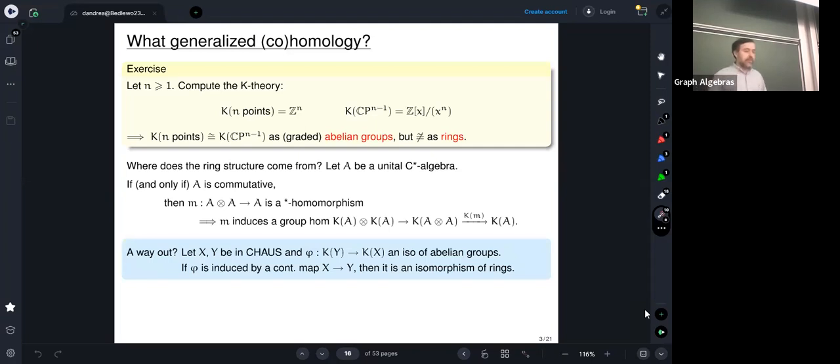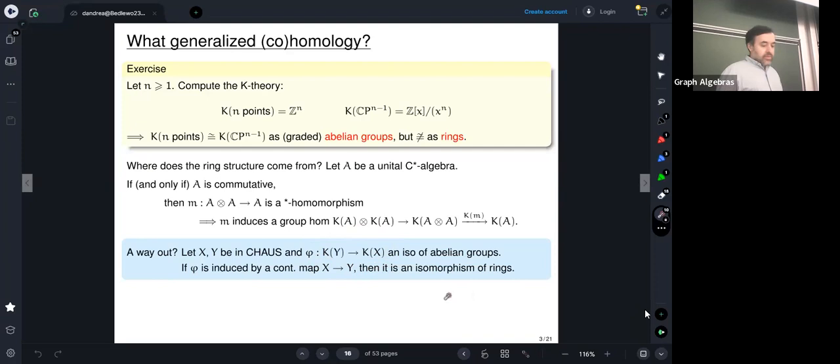Now, I will follow a different path. So a way out is, okay, maybe we can forget about the ring structure for the moment. And let's observe that if you have two topological spaces, and if you have an isomorphism of abelian groups from K(Y) to K(X), which is induced by a continuous map from X to Y, so if this isomorphism is induced by a continuous map, then it is actually an isomorphism of rings.